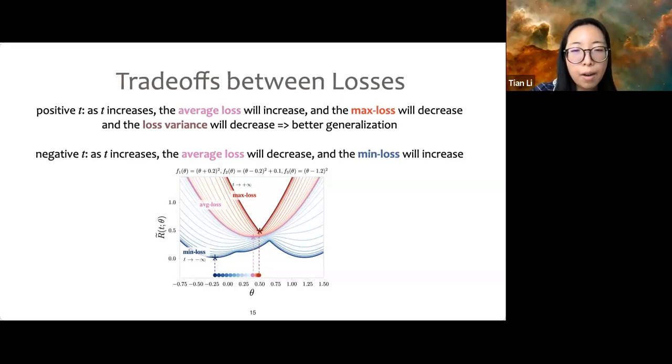The average loss is always minimized by the ERM objective, because that's what it optimizes for. And when t becomes more and more negative, the min loss will be smaller.